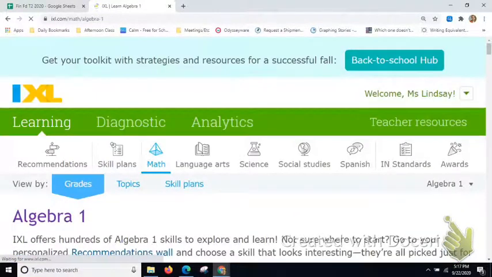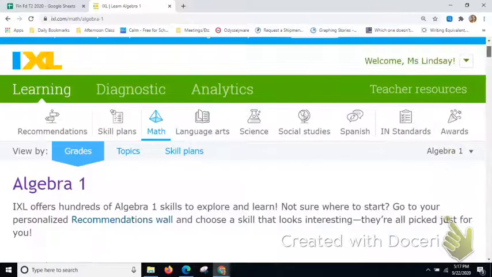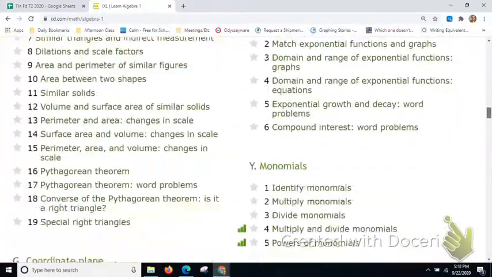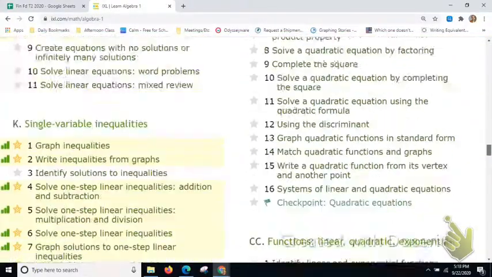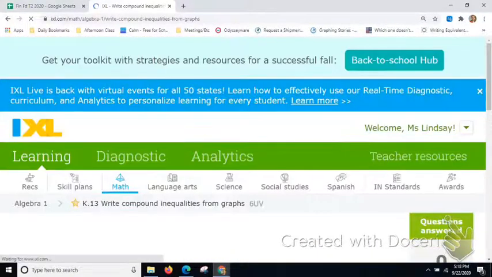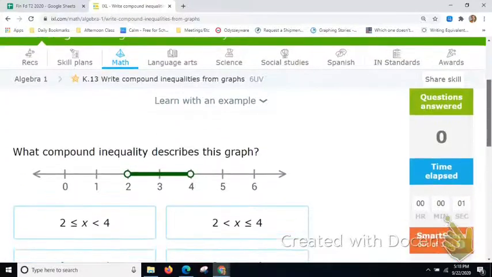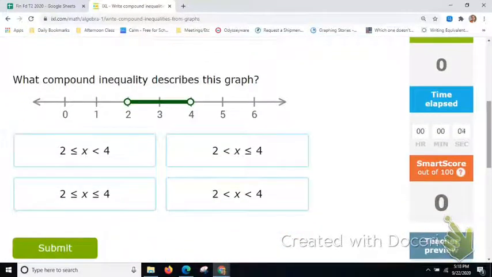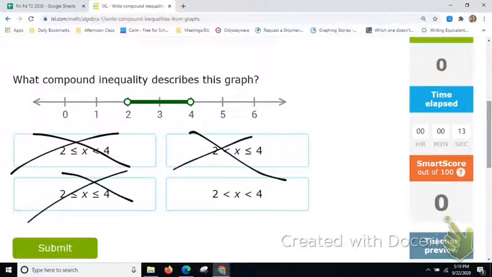Then the next one that you're going to do is K13. Again, your recommendation list is so wonderful for that, instead of all that scrolling that I'm doing. Now you're trying to choose the right inequality that matches this graph. If I see two open circles, then open circles mean no lines underneath. So nope, nope, nope.